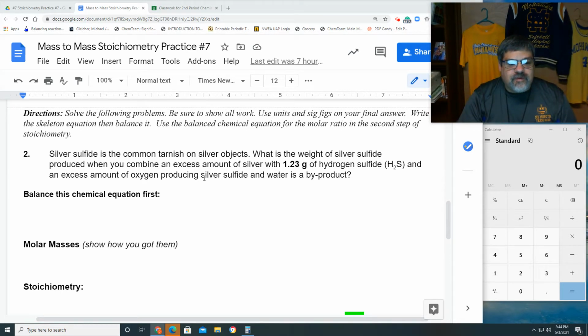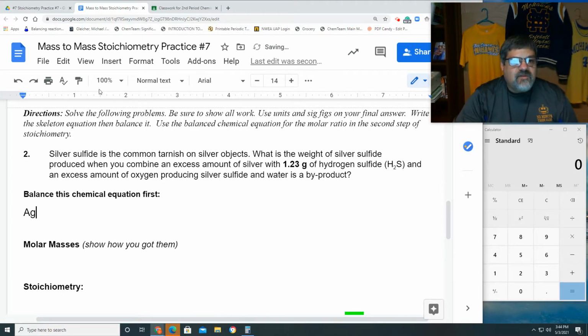Now again, it's going to produce silver sulfide and water as a byproduct. So we go ahead and we start off. First, we have to write out our skeleton equation. So we're going to start off with what we have. We have an excess amount of silver, so we're going to put down Ag.